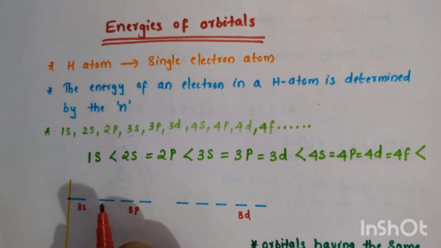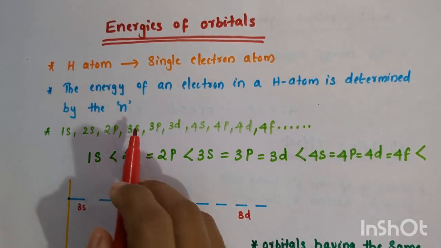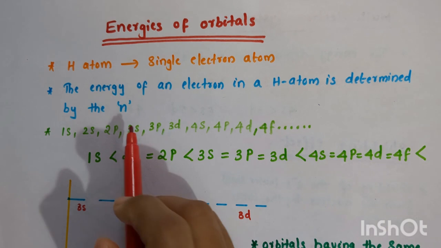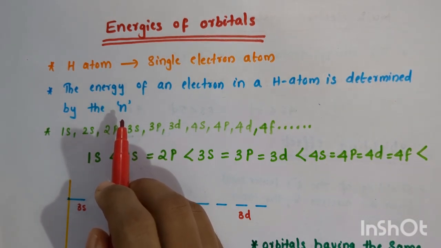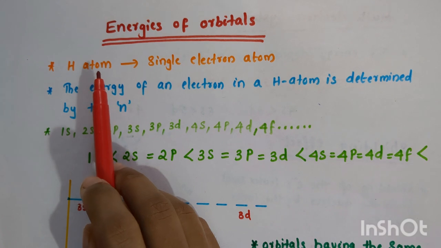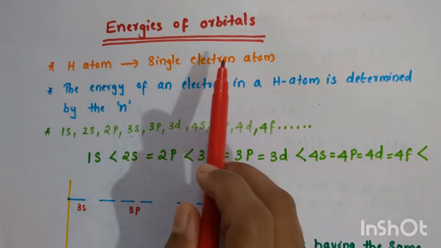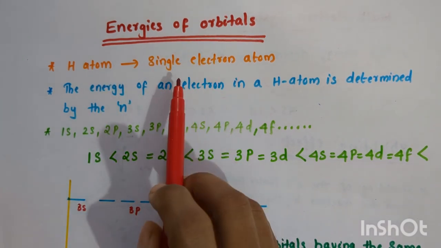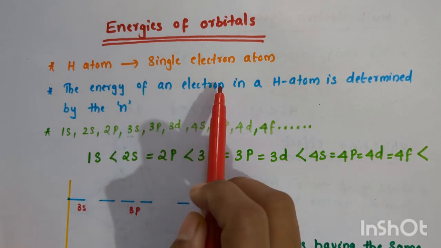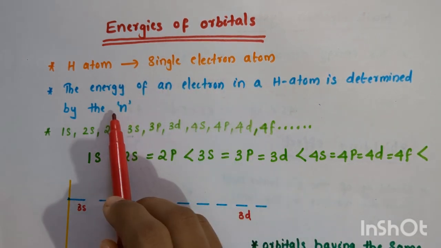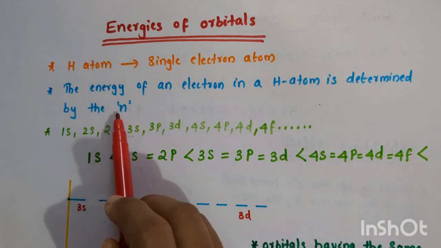Hello everyone. In this video, we are going to discuss the energies of orbitals from Chapter 2, Structure of Atom, Class 11 Chemistry. You see, the hydrogen atom is a single electron atom. Only one electron is present in a hydrogen atom. The energy of an electron in a hydrogen atom is actually determined by the principal quantum number n.